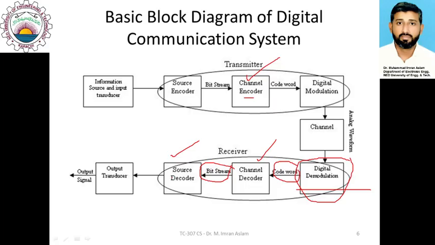And of course we need to use an output transducer in order to convert the received signal into the original form. Say, for example, if the original signal was in the voice form, the output transducer will take the information coming out of the receiver and convert it into the voice form, so that the signal can be delivered to whatever destination it is intended for.